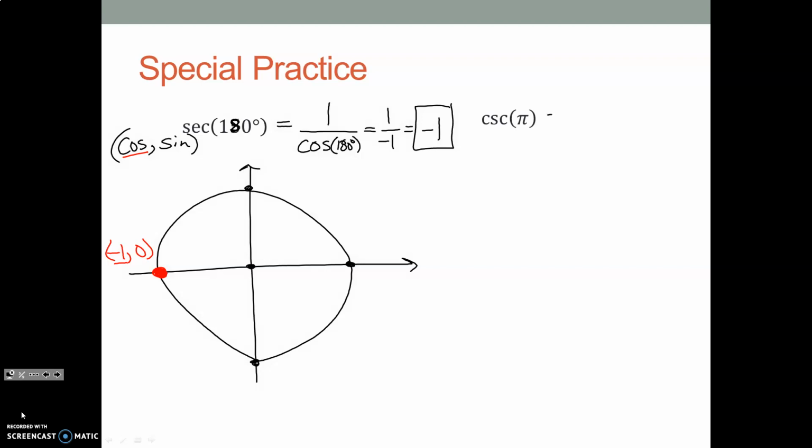Last one we have is cosecant of pi. Remember, pi is just the same thing as 180. So we're still looking at this point here, -1, 0. Okay, so cosecant, that is the reciprocal of sine. So what is sine of 180 degrees? Well, your sine would be the y value, so that would be 0. So I have 1 over 0. And 1 over 0, well, we cannot divide by 0, which means it is undefined. It is not definable. So cosecant of pi is simply undefined.